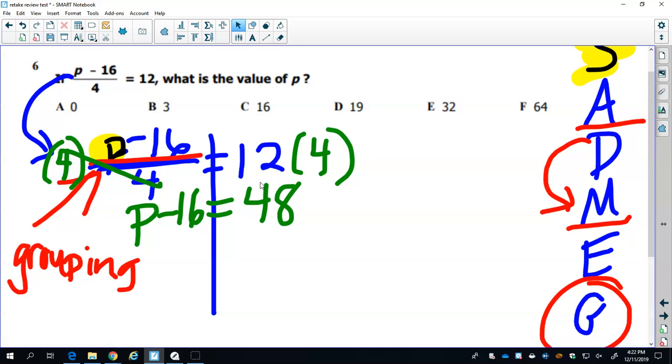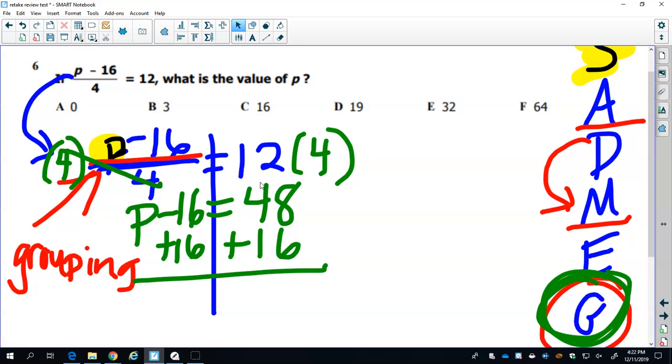And so we're going to undo our subtraction, which is our grouping. We're going to undo that by adding 16 to both sides. And when we add 16, minus 16 plus 16 cancels out, we get p. And then 48 plus 16 is going to give us 64.